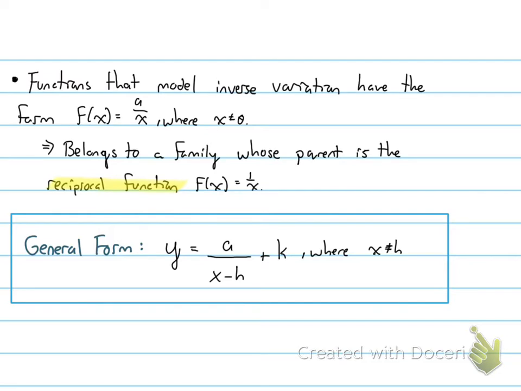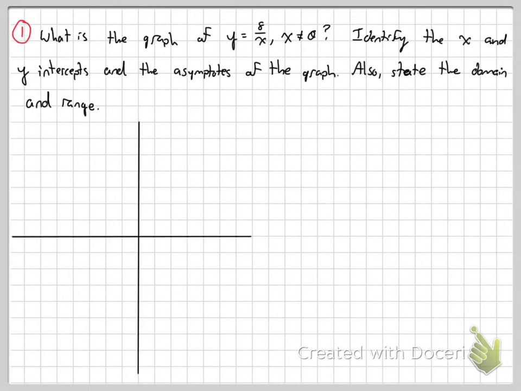The general form for this equation is y equals a over x minus h plus k, where x cannot be h because, again, we don't want that denominator to be 0. Also, what we talked about in 8.1, this is what the general form of y equals 1 over x would look like. So just to start off here, let's talk about graphing these kinds of functions, how we could go about that, identifying intercepts, asymptotes, and stating the domain and range.